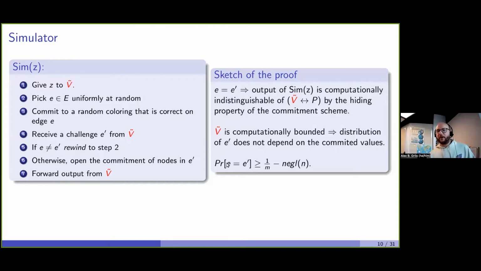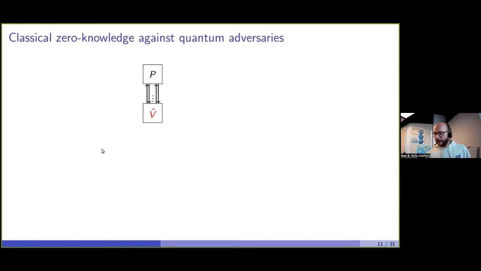So the question is, what happens if the verifier is now quantum? This simulator is just proving that this protocol is zero-knowledge against classical verifiers, but what happens if the verifier is quantum? For that, we first have to define what a classical zero-knowledge protocol against a quantum adversary means. We have a verifier that's quantum and interacts with this prover, and at the end of the interaction it outputs some quantum state rho.